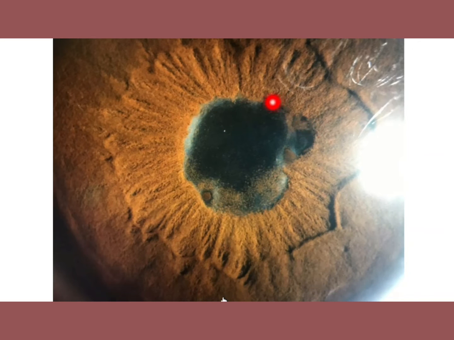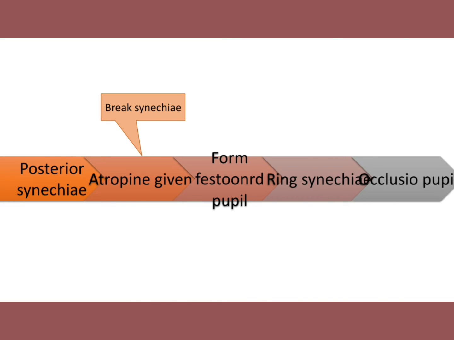Some parts are not attached and some are attached. So this is called festoon pupil, where some parts are attached and some are not. It creates an irregular pupil size, which is called festoon pupil. And if this festoon pupil persists for a long period of time, it will lead to formation of synechia through 360 degrees, that is called ring synechia.